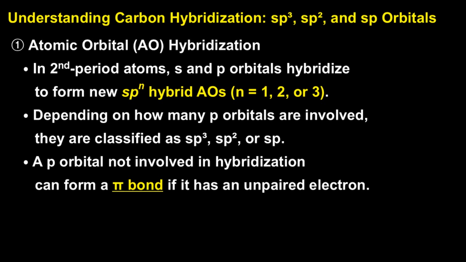For second-period atoms like carbon, the s and p orbitals can mix together to form what we call sp(n) hybrid orbitals. The value of n depends on how many p orbitals are involved. It can be 1, 2, or 3, and based on that, we get 3 main types of hybridization.